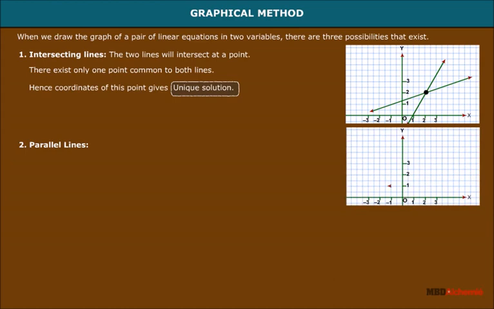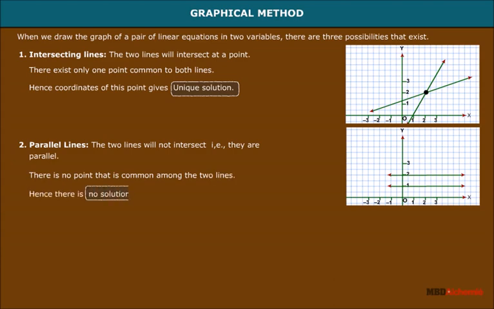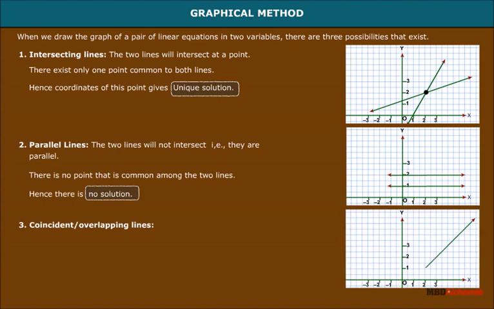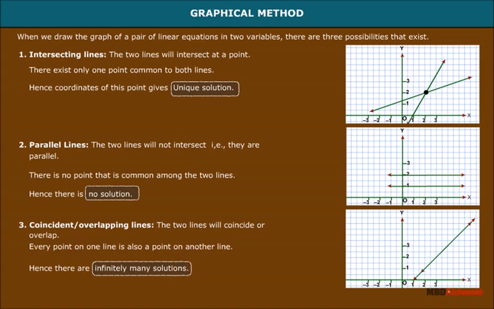Second is parallel lines. The two lines will not intersect, that is, they are parallel. Hence, there is no solution. Third is coincident or overlapping lines. The two lines will coincide or overlap. Then, every point on one line is also a point on the other line. Hence, there are infinitely many solutions.